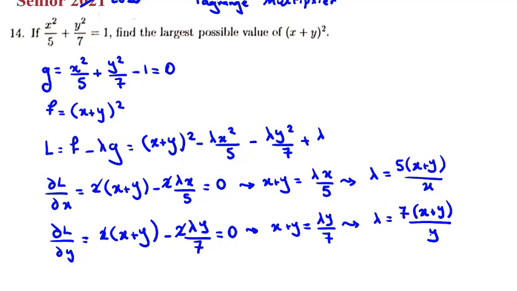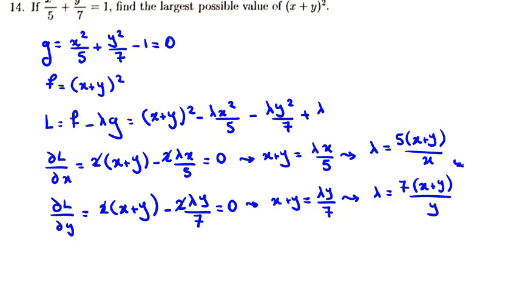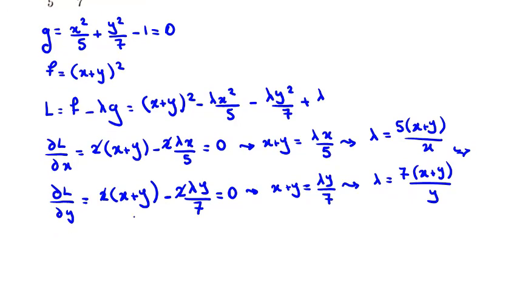Similarly, again, we can say y is not 0, because if y is 0, this is 0, so x equal to 0, and x and y both 0 doesn't satisfy this condition. Now, we know lambda equals this, lambda equals this. So from these two things, we consider the right sides equal. So 5 times (x plus y) over x equals 7 times (x plus y) over y.